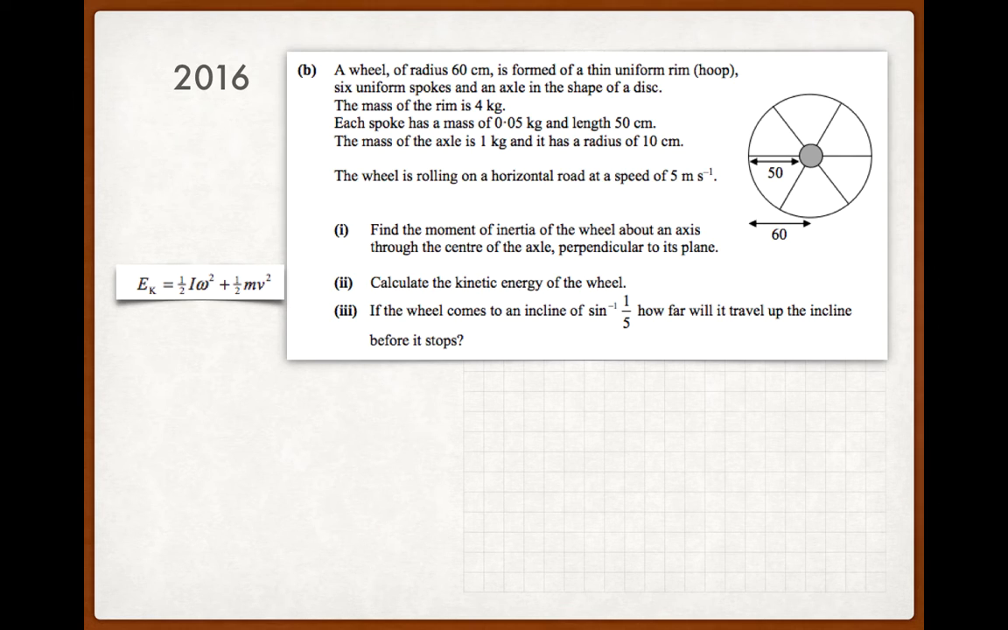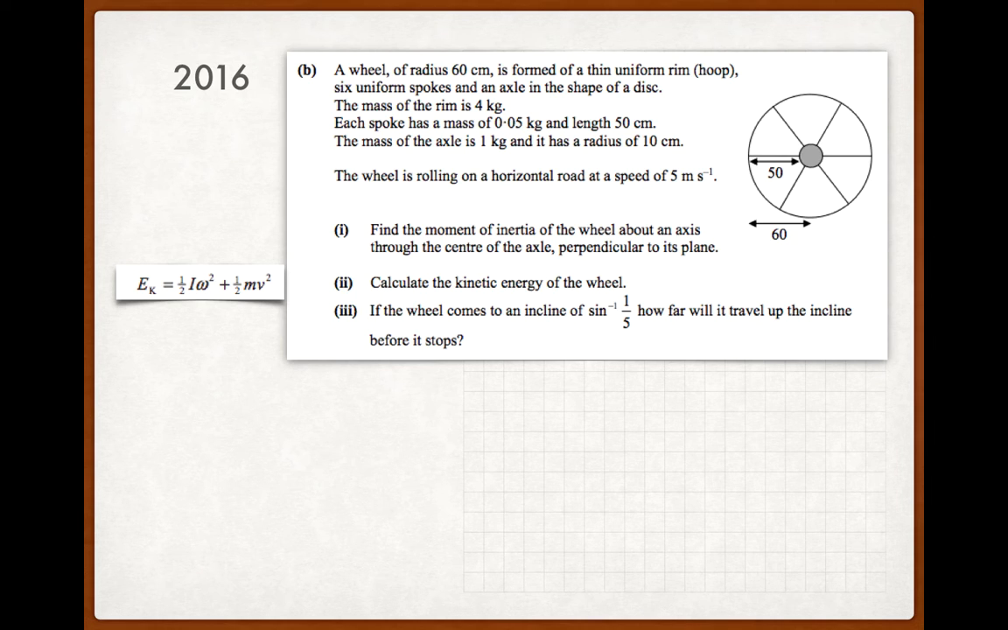Part 3. The wheel, which is rotating along a road at a speed of 5 meters per second, comes to an incline, and the angle is inverse sine of 1/5. How far will it travel up the incline before it stops? So we're looking at the diagonal length, or the distance up along the plane. That's what we're looking for here.